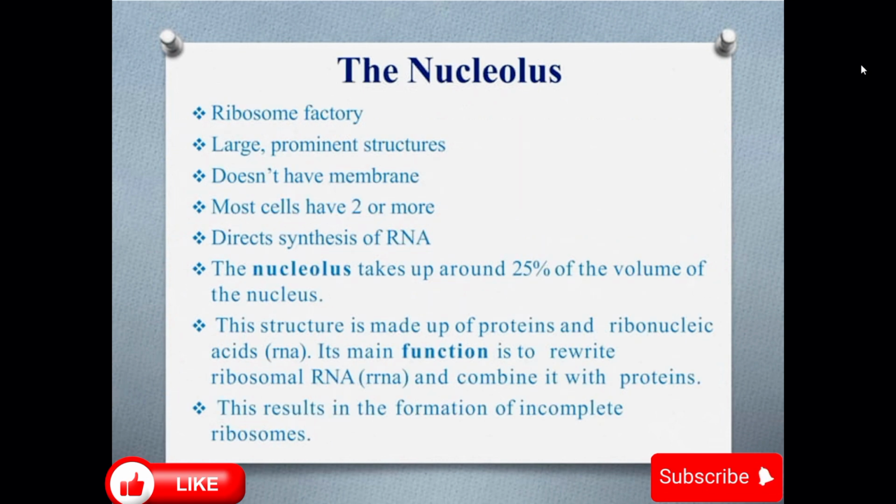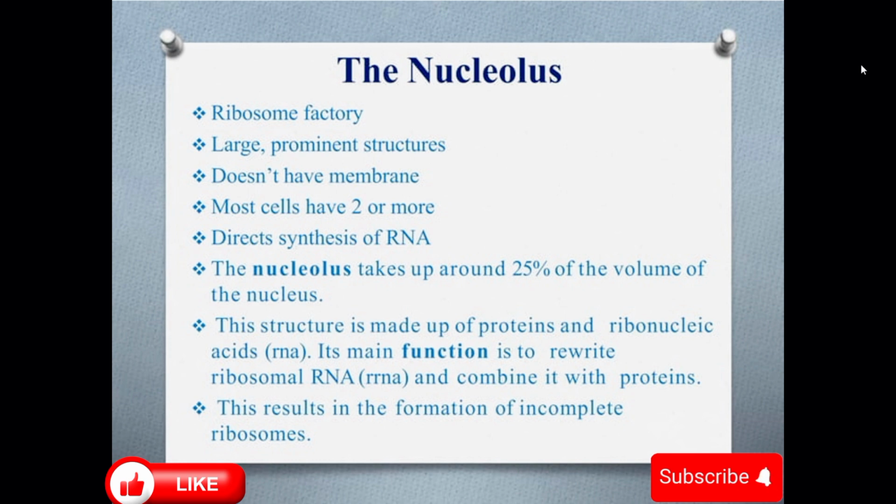What is the nucleolus? Nucleolus is commonly known as the ribosome factory because here ribosomes are produced. It is a large prominent structure that does not have a membrane. Most cells have two or more nucleoli per nucleus. It helps in direct synthesis of RNA. The nucleolus takes up around 25% of the volume of the nucleus. This structure is made up of protein and ribonucleic acid.